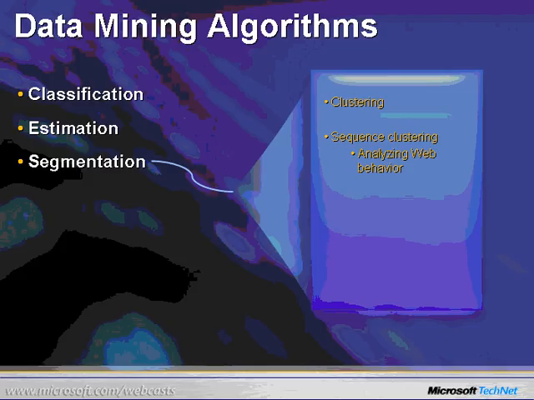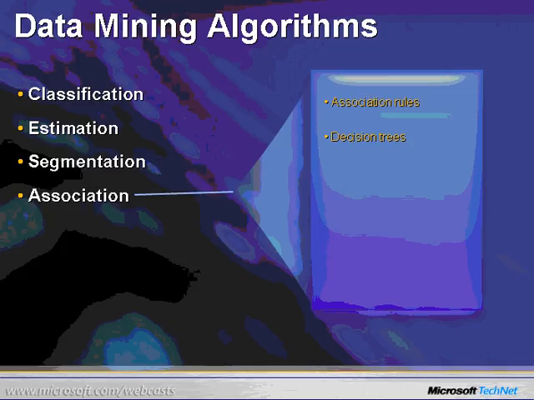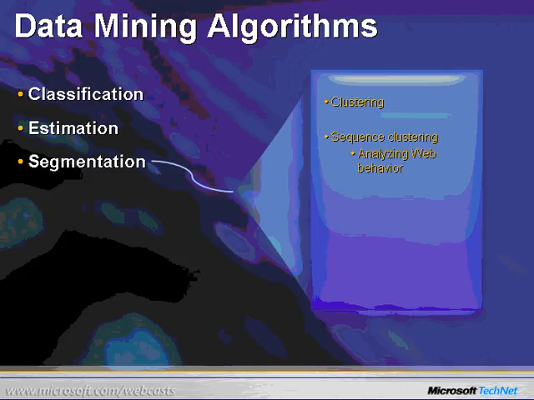Association uses association rules and decision trees. Oh, sorry, I left off segmentation, skipped over that one. Algorithms offered for segmentation include clustering, sequence clustering, and a new feature. Sequence clustering can also be used to analyze web behavior such as click-through screen data.